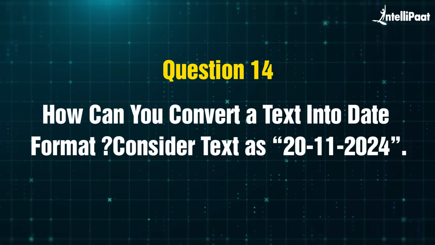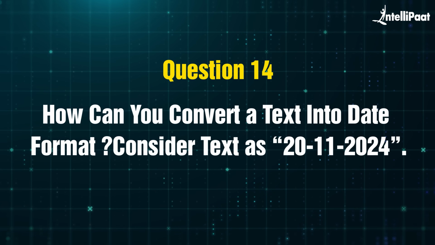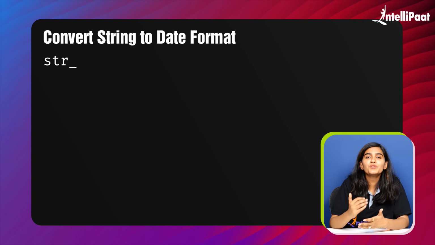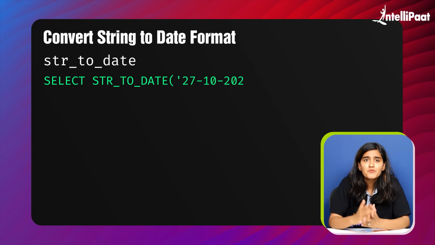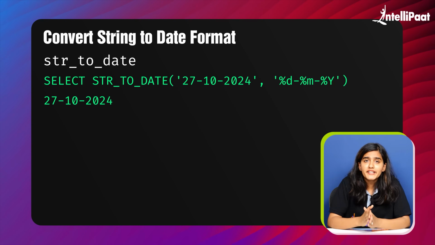Moving ahead with question number 14, which is how can you convert a text into date format? Consider text as 27/10/2024. To convert string to date format, use the string to date function. Write a query, select string to date, then in brackets the given date, then %d for day, %m for month, and %Y for year. What it does, SQL now reads 27/10/2024 as the date October 27, 2024.